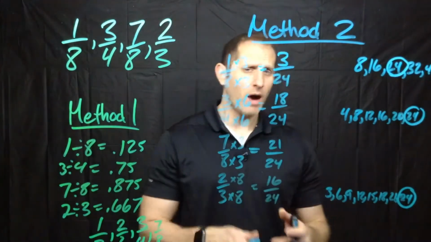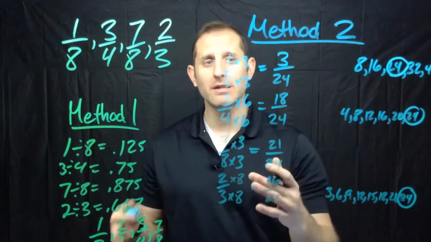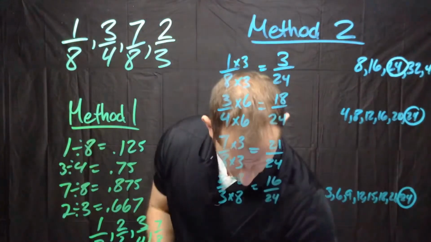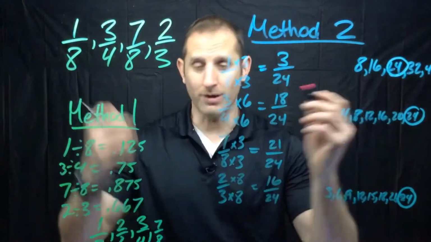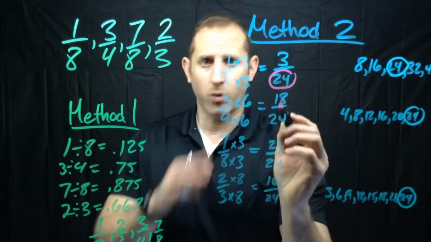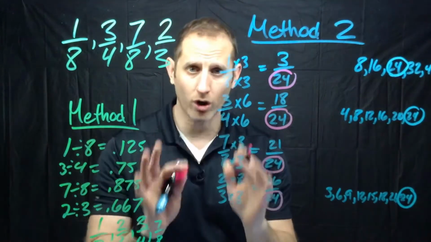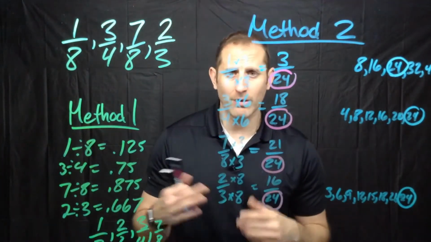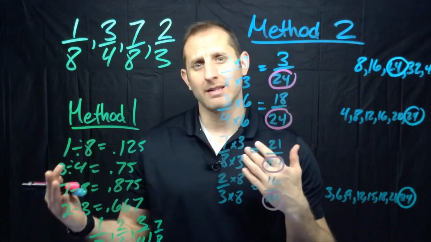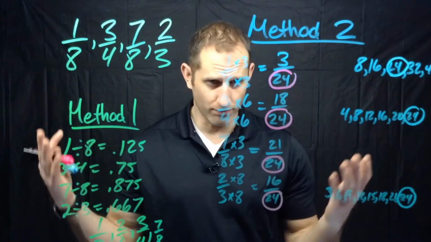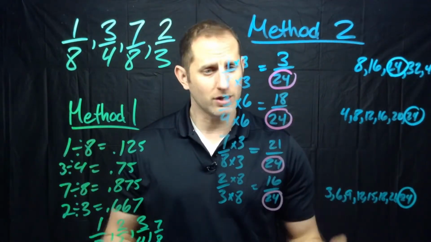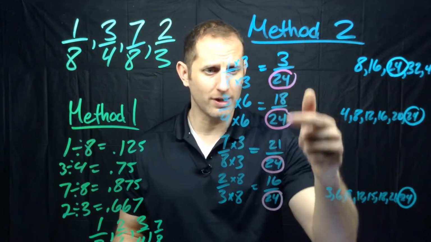So now that I've created common denominators, I'm just going to circle them in pink here. I know you can see them, but I'll just do it for effect. 24ths, 24ths, 24ths. These are all the same number. They're all common denominators. Now, in order to determine which one is least to greatest or greatest to least, I just have to look at the top numbers and see which one is the biggest.